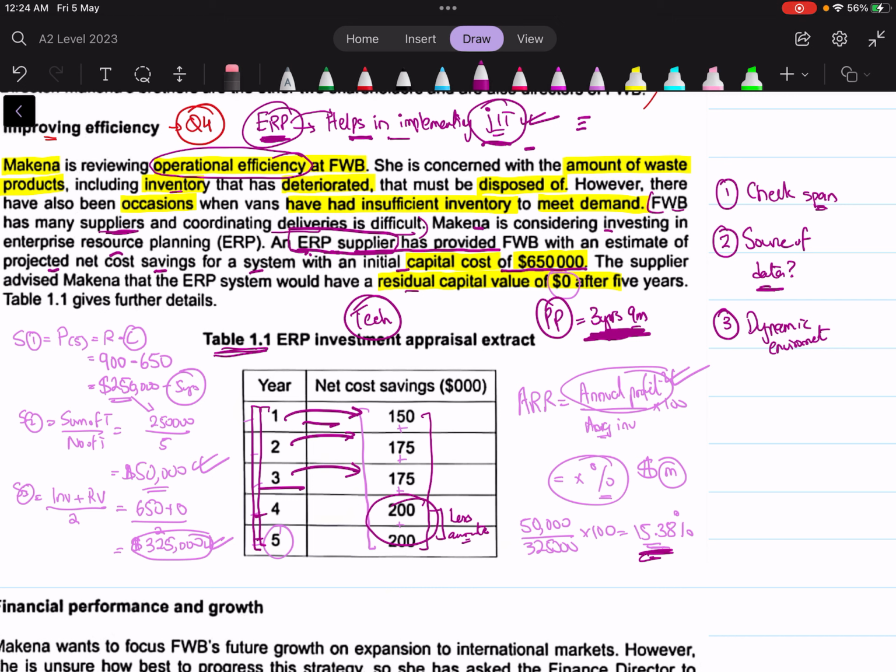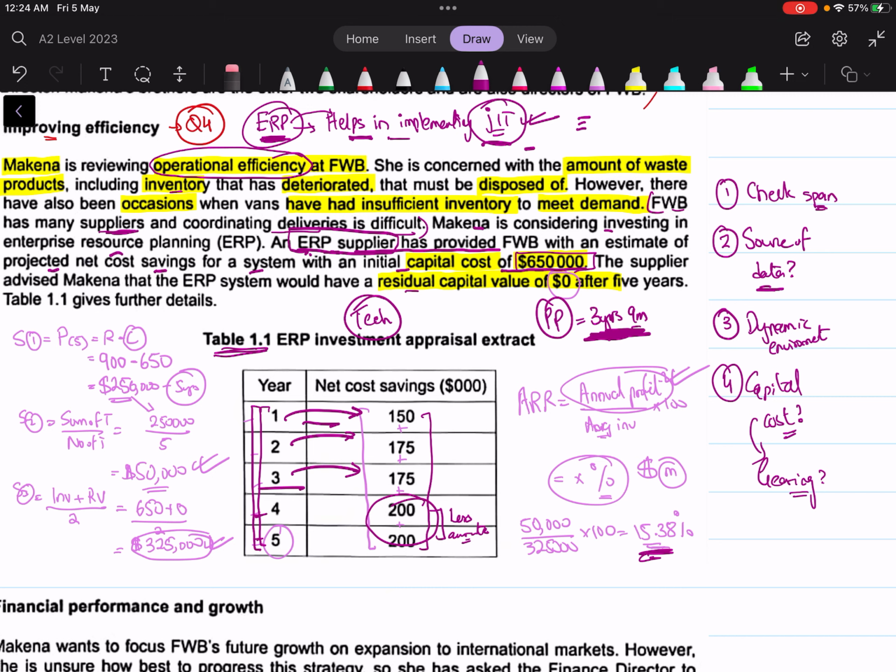So there's another comment. And last but not least, it's very important to mention how the business will finance the capital cost. In this case, you see that the capital cost is 0.65 million, or 650,000. Whenever you talk about capital cost, you're going to link it with the gearing as well. So let's say FWB takes out a loan, but taking out a loan will eventually increase your gearing. And if your gearing is increased, it's going to cost you interest. And if it's going to cost you interest, your profit margin is likely to fall.